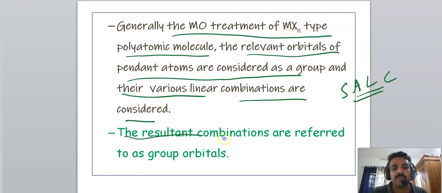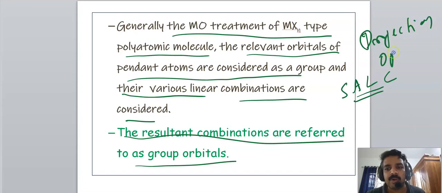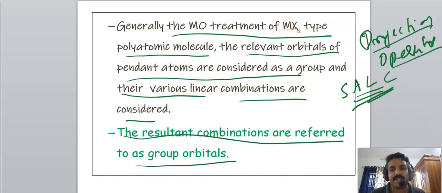The resultant combinations are referred to as group orbitals. There are several methods to find the symmetry adapted linear combination, but one of the easiest and most systematic is the projection operator method, to find the SALCs of the pendant hydrogen atoms. Projection operator, that is a systematic and scientific way.